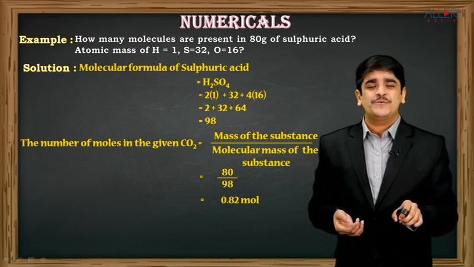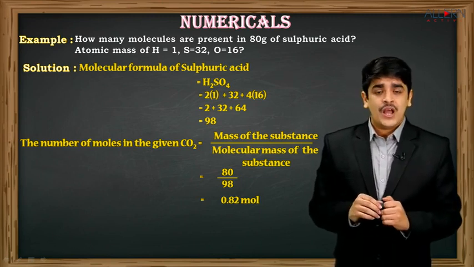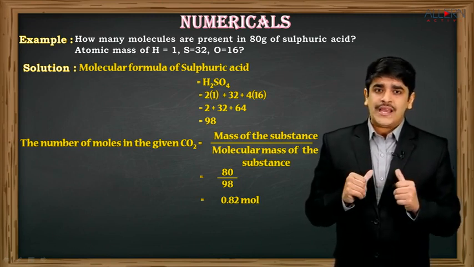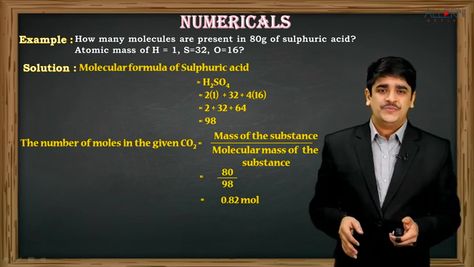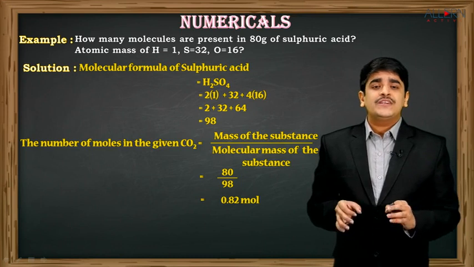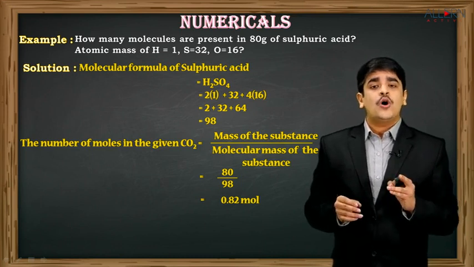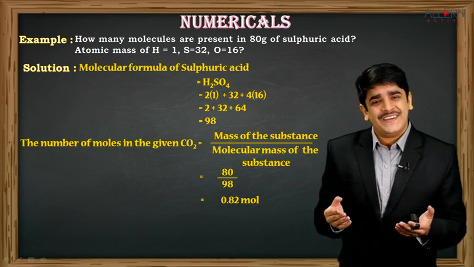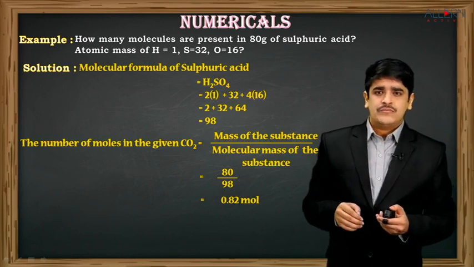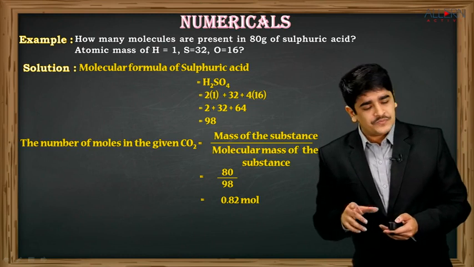Let's directly substitute that in the numerator. What is the molecular mass we calculated? 98. Let's put that in the denominator. 80 by 98, that gives me 0.82 moles of sulfuric acid are present in 80 grams of sulfuric acid. Is the sum over yet? One more step to go.